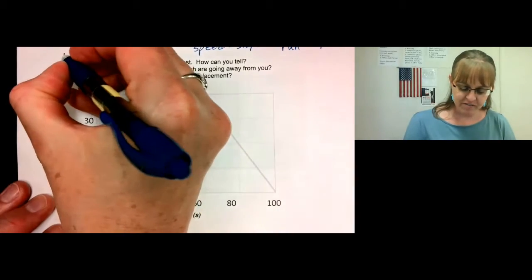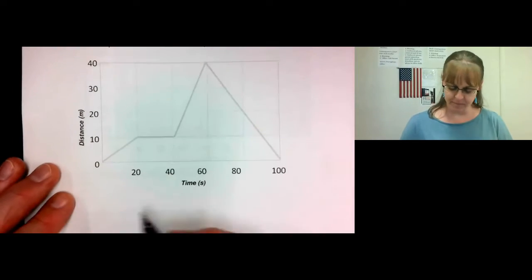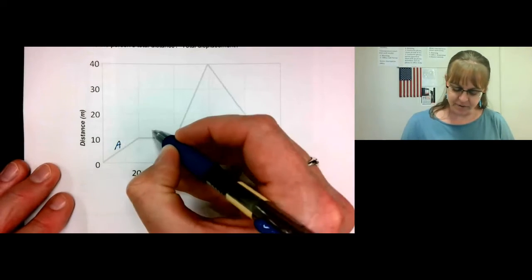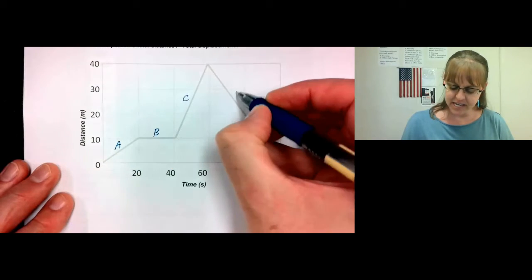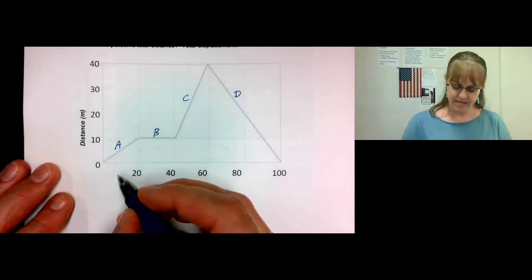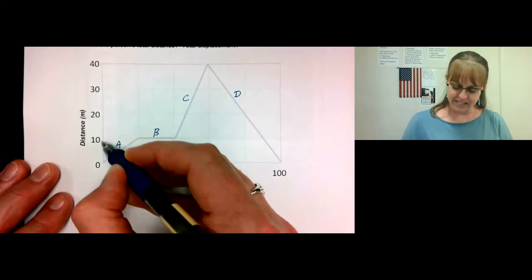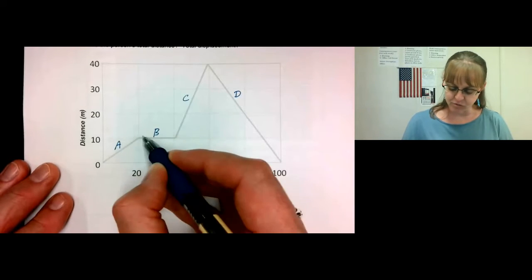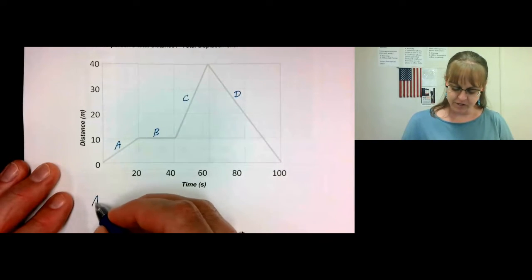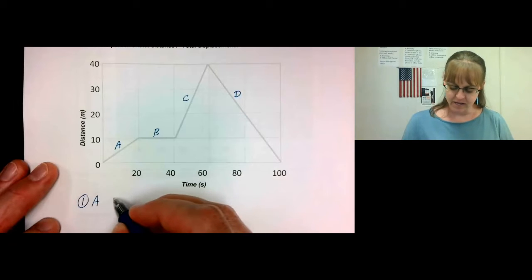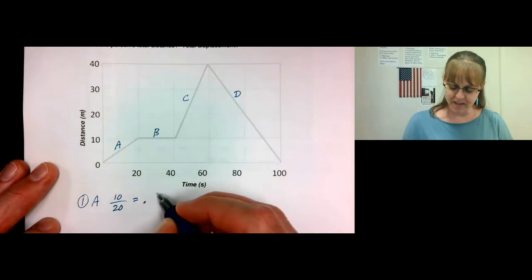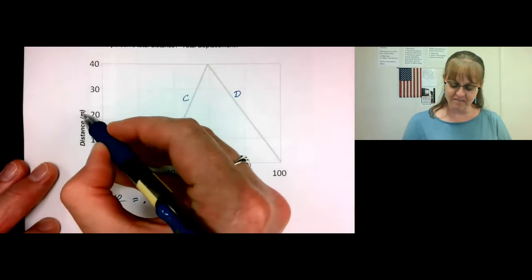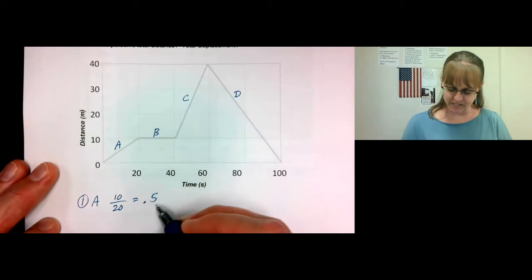So first, find the speed of each segment. So we will call this segment A, B, C, and D for clarity. Segment A rises by 10 and has a run of 20. So for A, it's a rise of 10, run of 20, do your math, and that's a speed of 0.5 meters per second.